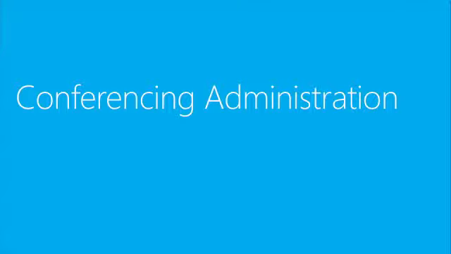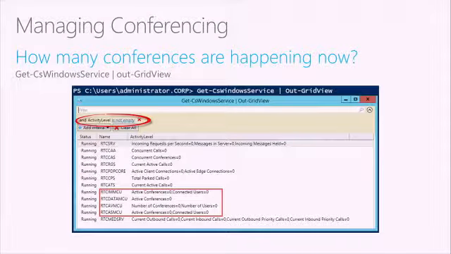Okay. So now we've gone through the core architecture. Great. How do I administer this thing? And what can I do from an administration standpoint? Pretty straightforward how we can get through administration. One of the first questions that we always get asked is, how many conferences are running right now? Well, you've got some PowerShell commands that can very easily point this out to you, right? Here we show an example of using something as simple as Get-CsWindowsService to be able to see how many active conferences are running on this particular front-end server.